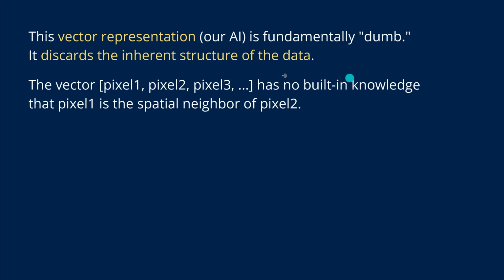Now it turns out a vector representation is fundamentally not so intelligent, because it discards the inherent structure of the data complexity itself. If we have a vector of different pixels of a simple image, it has no built-in knowledge that, for example, one pixel is really close to another pixel, and some pixels are just inverted, or there's no local positional information. And maybe there's no temporal information encoded in the data representation of a vector.